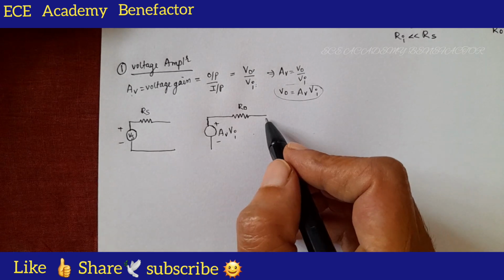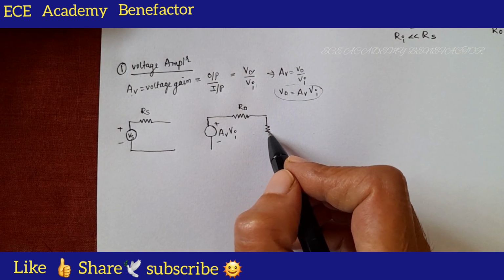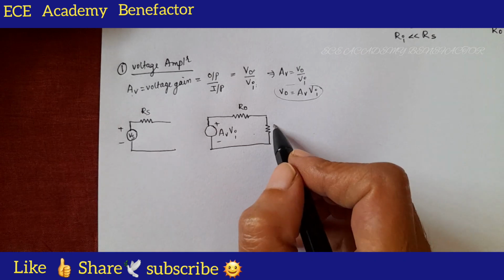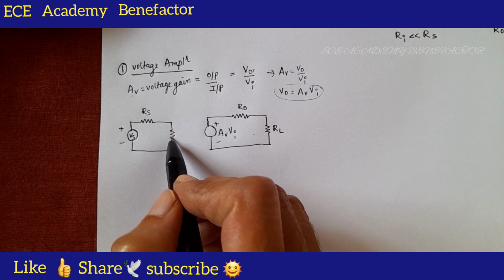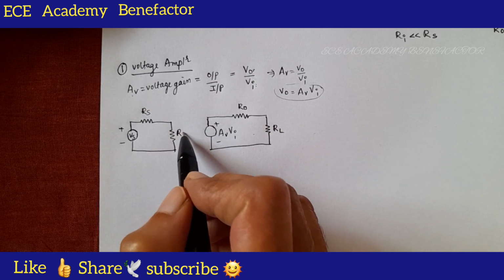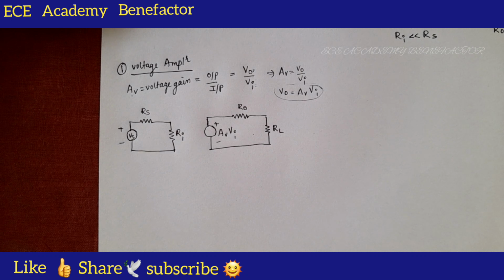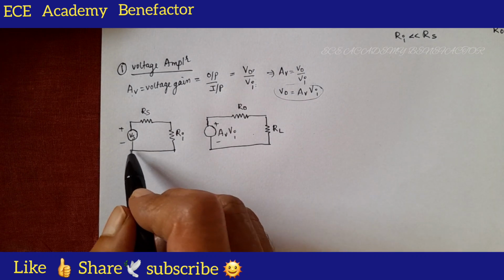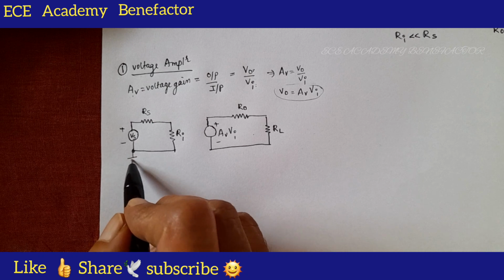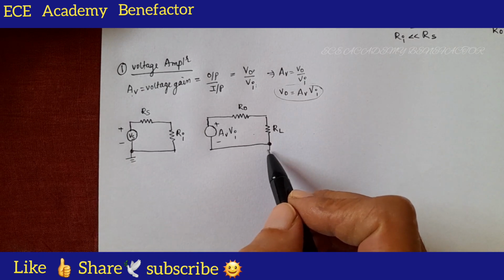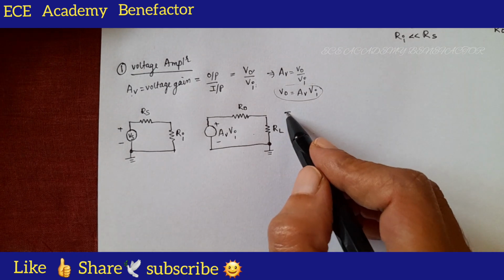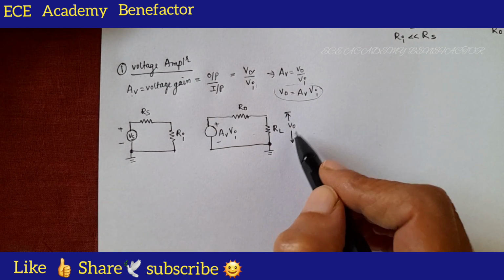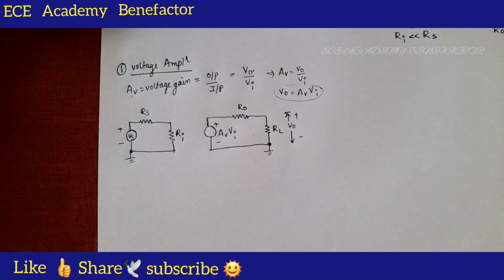At the output side we connect a load resistor RL. Okay. And at the input side we need an input resistor Ri like this. So, this is a voltage amplifier equivalent circuit. At the input side we need to ground it and at the output side we need to ground it this way. And what you are observing here? The output voltage V0 plus minus. So, this is how we have to draw the voltage amplifier.